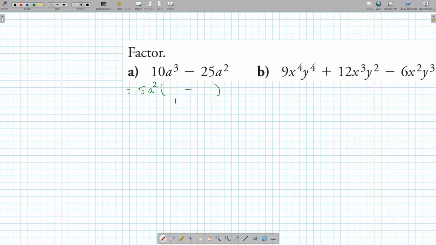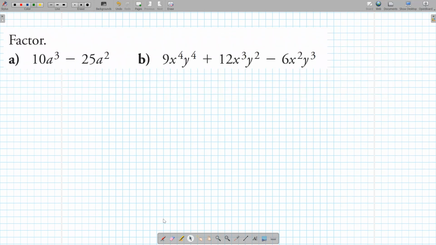Now the question is, what goes in this bracket? We had 10a cubed, and we pulled out 5a squared. So you need a 2 here to get that 10. How many a's? Just one, exactly. Look at the other term, 25a squared. What goes here? 5. Yeah, 5. And how many a's? None, because 5a squared times 5 is 25a squared. If we had an a here, that would be 25a cubed, but we don't have 25a cubed. And there we go, that's how you factor that.